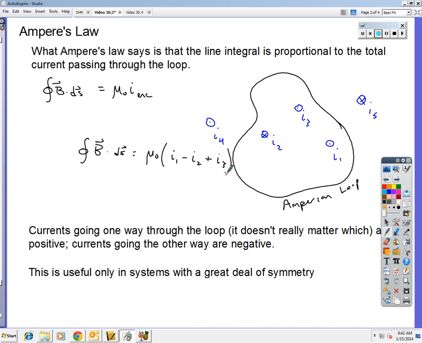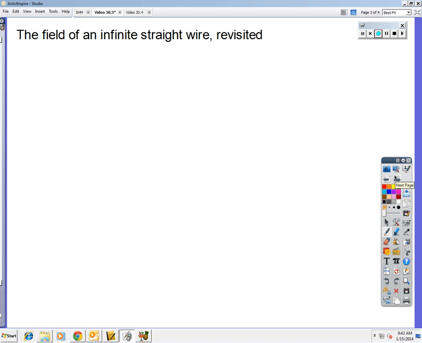Just like Gauss's law, Ampere's law is only useful when you have a lot of symmetry, usually circular symmetry, and that's what we're going to be looking at next. It's our old friend, the field of an infinite straight wire. When we used the Biot-Savart law for this, we got a result, and that result was nice and compact and beautiful. Unfortunately, getting there required about 2 pages of calculus. Ampere's law will make that much easier.